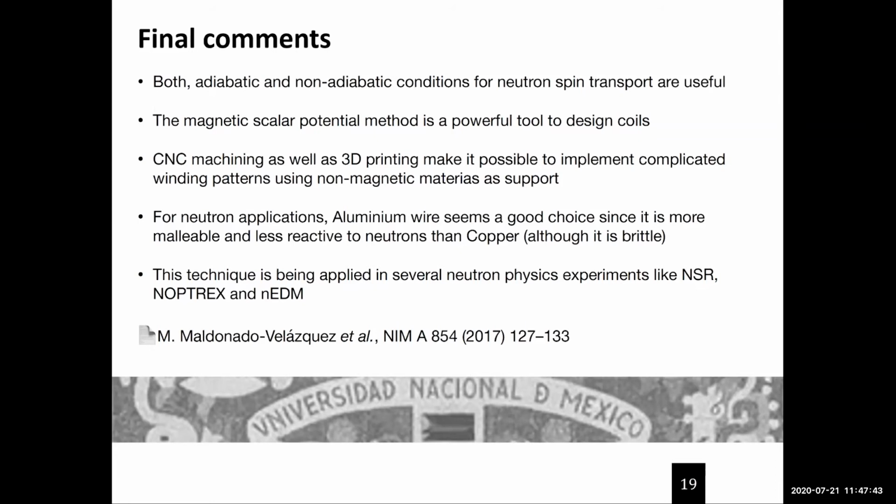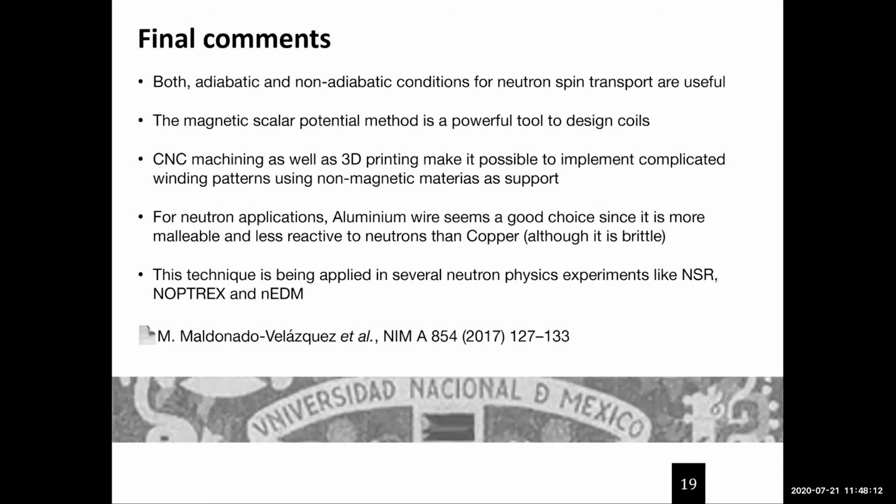Are there any questions? Yes. This is really cool. I might have missed this, but this is for cold neutrons, right? Do you happen to have any thoughts on how you would make this non-adiabatic transport work for the ultra cold regime? Oh, we have actually gone in the other direction.